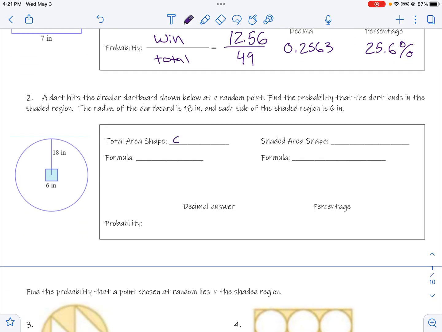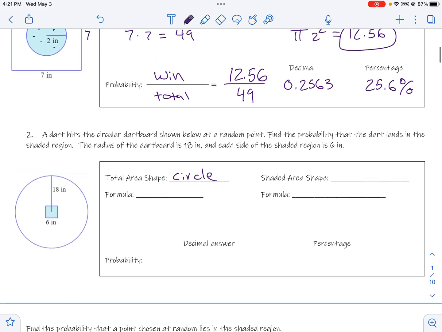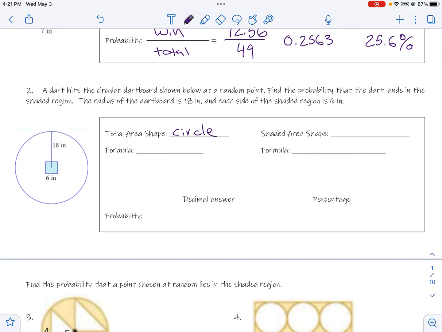Total area shape is a circle this time. Our formula for the circle is pi r squared, and I'm just going to put the formula right in, with the numbers and everything, right in that formula line from now on. So my circle is pi times radius squared, but my radius is 18. I'm going to do that right away. 3.14 times 18 squared is 1017.36. My shaded area is a square. And then my formula for the shaded area, since that's a square, that's a 6 by 6. So it'd be 6 times 6, which equals 36.